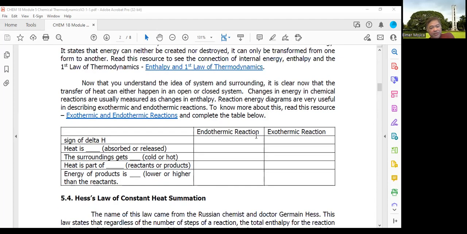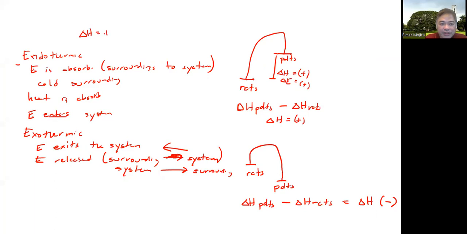And just as a summary, you should know the difference between endothermic and exothermic. You should know examples of exothermic or endothermic reactions, because you might be given a question: which of the following is an exothermic reaction? Which of the following is an endothermic reaction? So what's the thing you need to remember in endo and exo? Endothermic, the delta H is positive. Exothermic, the delta H is negative. That's the thing you need to remember.